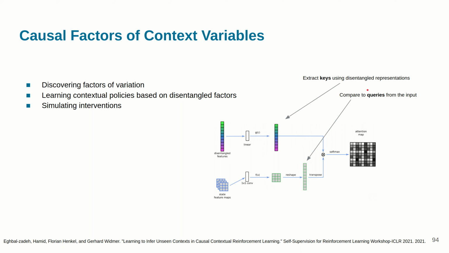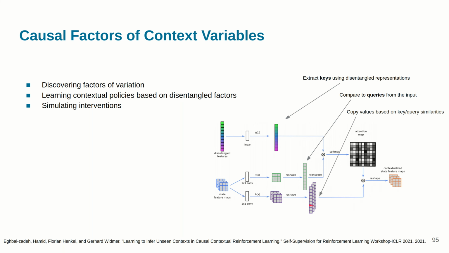And given this set of keys and queries, we then learn a similarity map, or better known as an attention map, that shows the relationship between these two sets of queries and keys. And further, using this attention map, we copy the values from the input to the output, and we allow the agent to choose in each state which part of the input is more important and needs to be focused on. And by having this representation, the agent can decide which factors have been useful for solving the task or not.